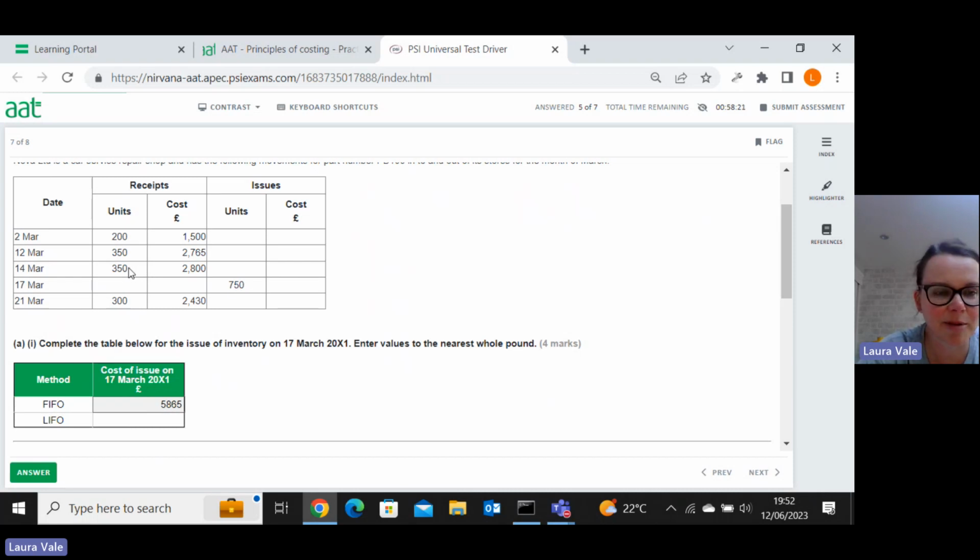So see if I can add up properly this time. So 2 lots of 350 would be 700. So therefore I need 50 units from that very early batch. So let's find out how much each one is. So 1,500 divided by 200 is £7.50. So they're a bit cheaper back then. So £7.50 multiplied by 50 is 375. And then I add on the 2,765 and the 2,800, which gives me a LIFO cost of issue of 5,940.